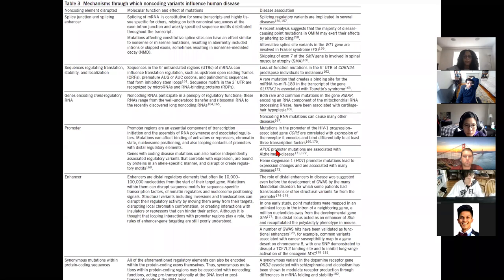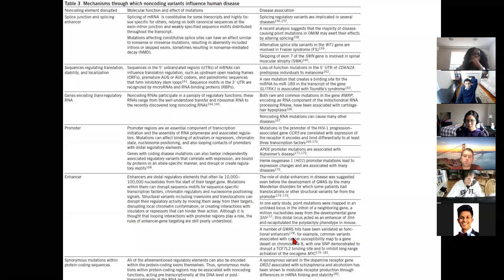And then we talked about the mechanisms through which non-coding variants can influence disease. They could influence non-coding elements, through a splice junction or a splicing enhancer, or through translation stability and localization, or through trans-regulatory RNA, or through promoters, or through enhancers, or even via synonymous mutations within protein coding sequences. And again, there are examples for each of those.